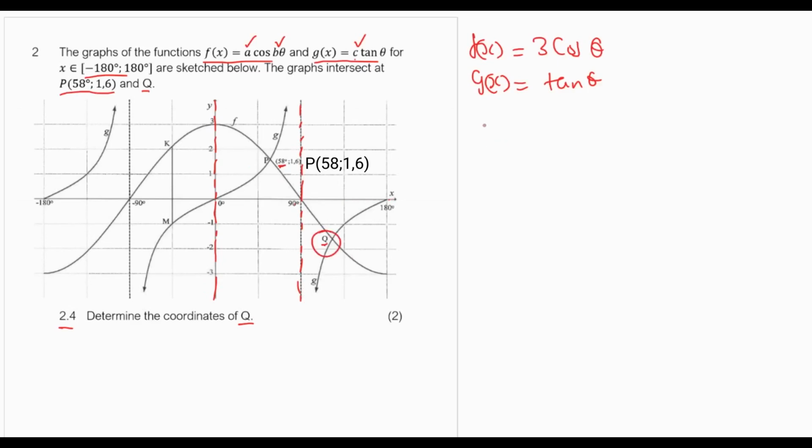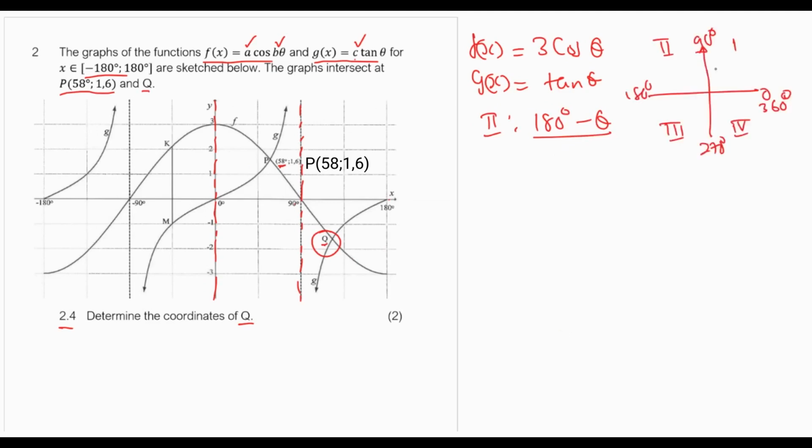And then we know that in the second quadrant, we have 180 degrees minus theta. That's how we reduce the angles. It's like this. Right, in the first quadrant, we have theta. In the second quadrant, 180 degrees minus theta. In the third quadrant, 180 degrees plus theta. And then in the fourth quadrant, 360 degrees minus theta.